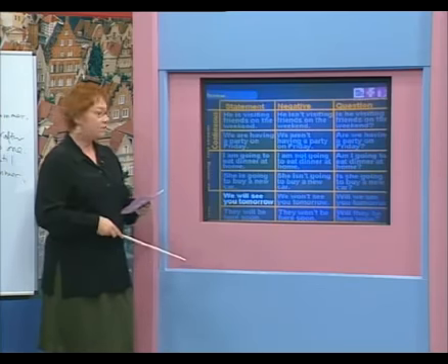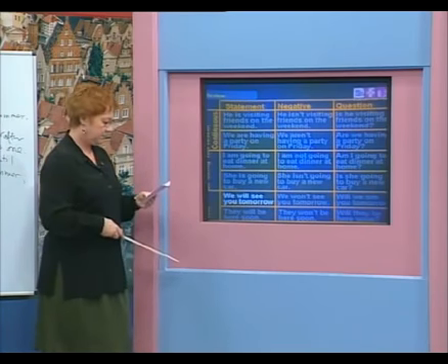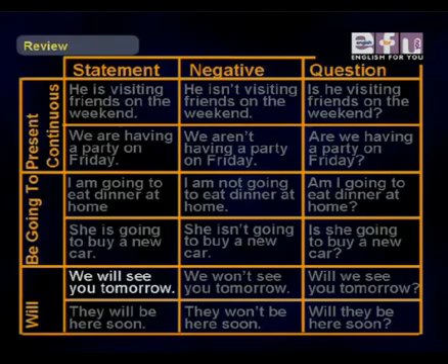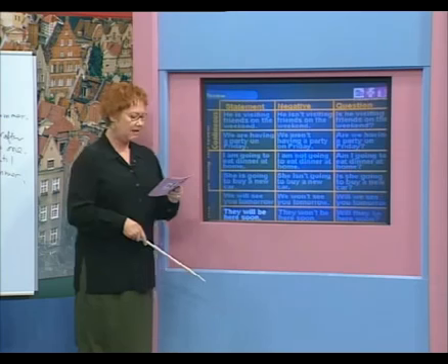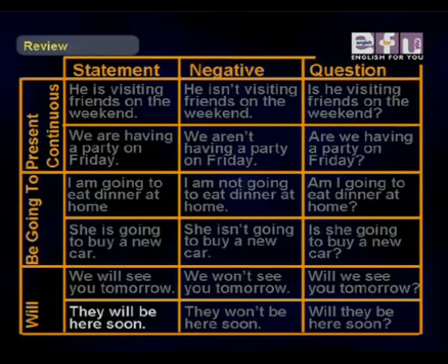Now, with will, we have some examples. We will see you tomorrow. We won't see you tomorrow. Will we see you tomorrow? And another example for will, they will be here soon. They won't be here soon. Will they be here soon?